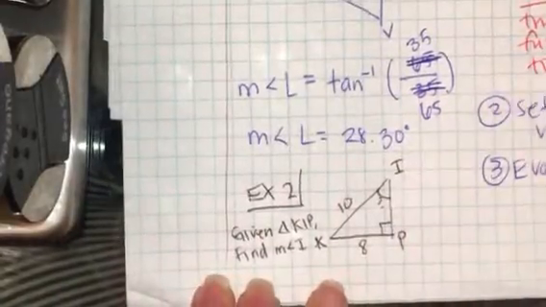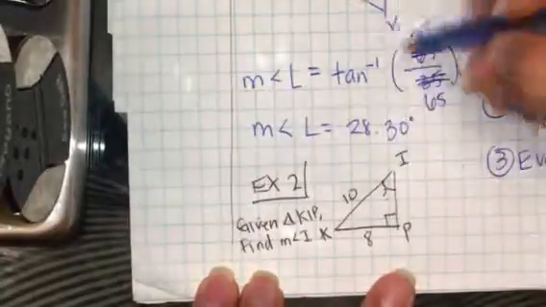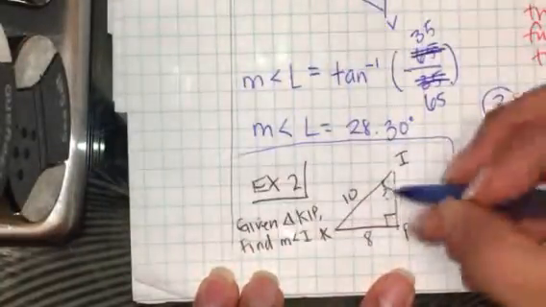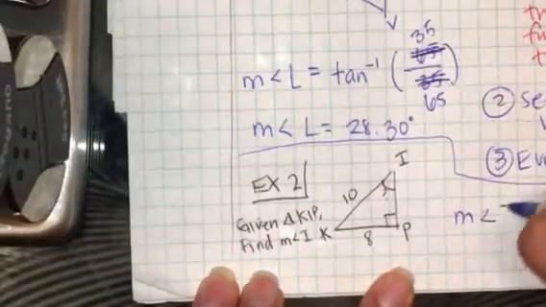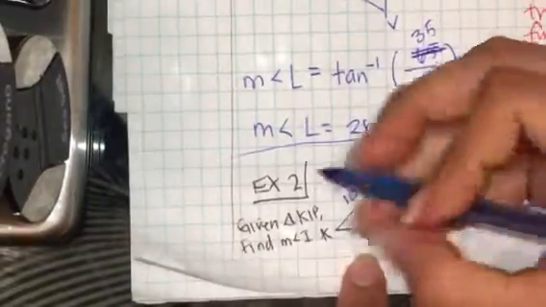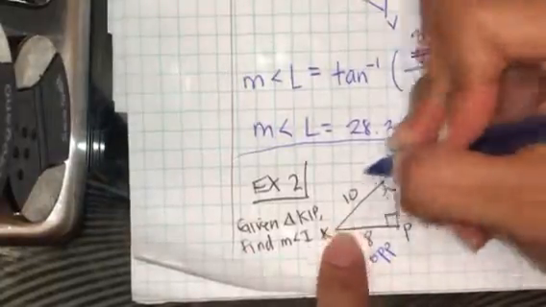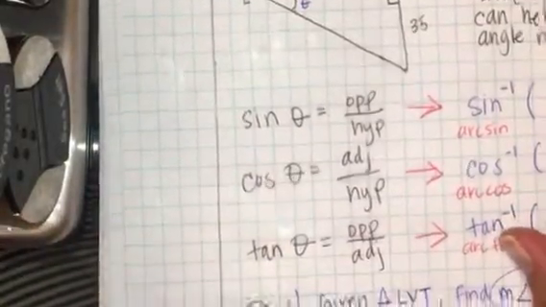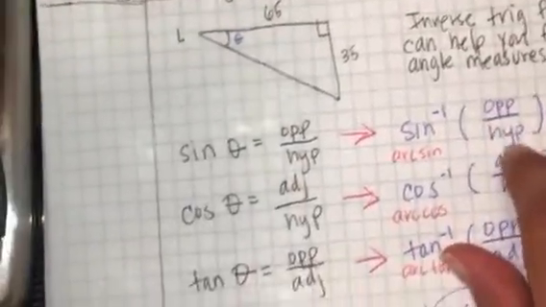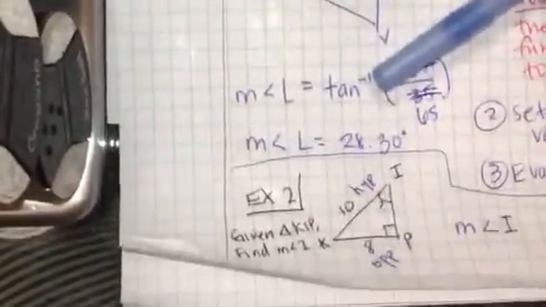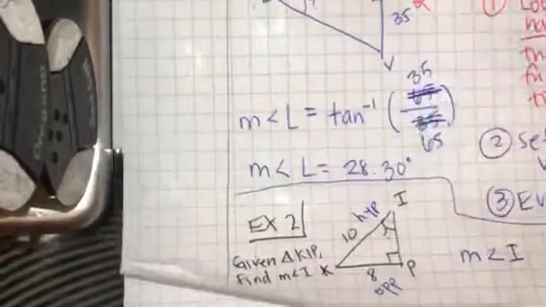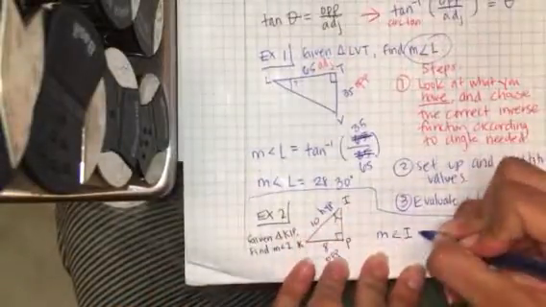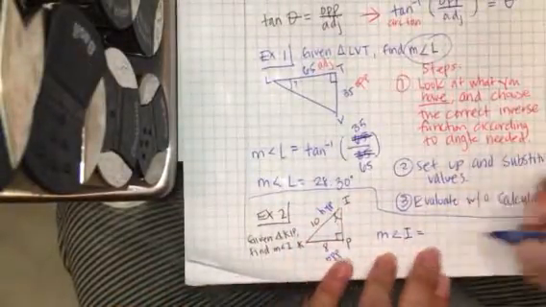Again, I'm going to set it up. So I want the measure of angle I, and again I have this is the opposite, and then what is this? The hypotenuse. So what's going to give me the opposite and hypotenuse again? You know that the inverse sine gives me opposite and hypotenuse. So I'm going to use the sine. Let me zoom back in. So it is equal to inverse sine.